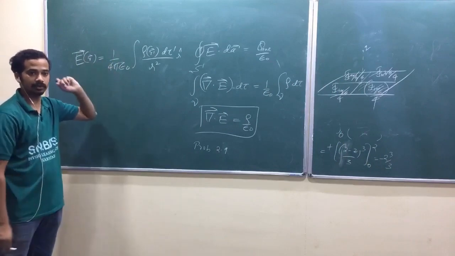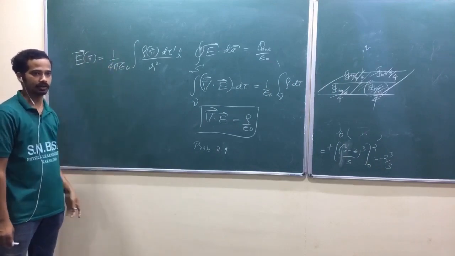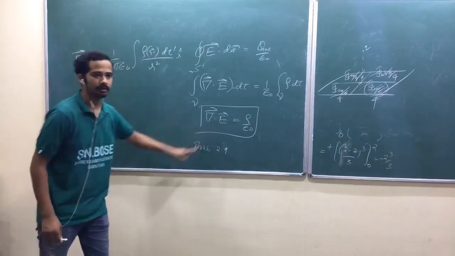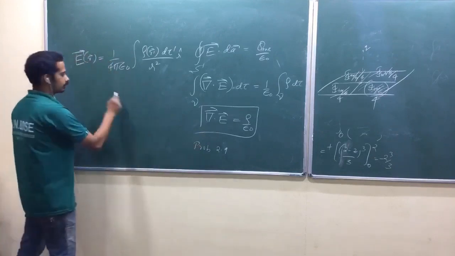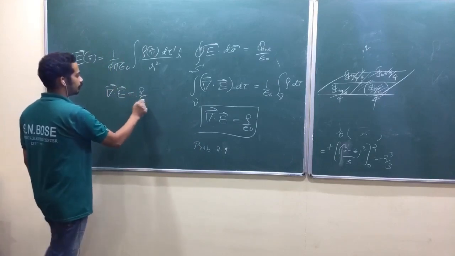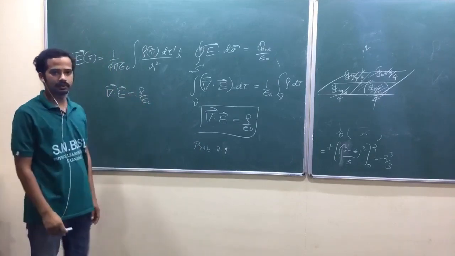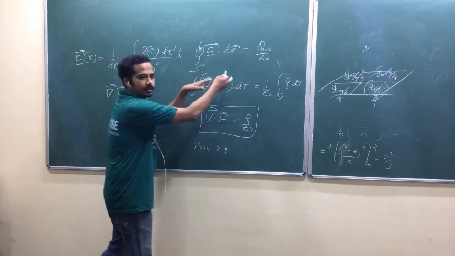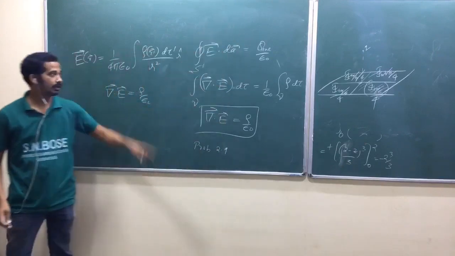Now I have to actually start with this one in my actual theory. Then I have to show this one. Then I have to show this one: del dot E is equal to rho by epsilon naught. I have to first show this one. After that, I have to apply Gauss theorem. Then I would better go for the integral form.